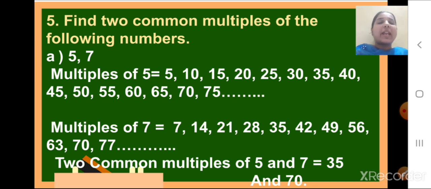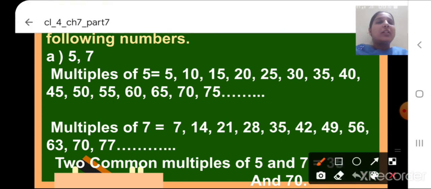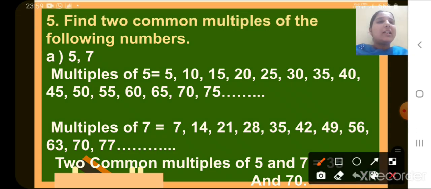So question number A is 5 and 7. Here we have to find the common multiples of 5 and 7. So first we will write the multiples of number 5. So what will be the multiples of number 5? So simply you can write the table of 5. So 5 ones are 5.